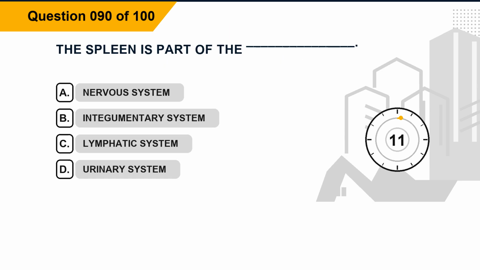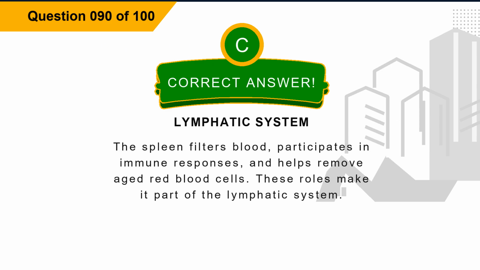Question 90. The spleen is part of the blank. Option A, nervous system. Option B, integumentary system. Option C, lymphatic system. Option D, urinary system. The correct answer is option C, lymphatic system. Explanation. The spleen filters blood, participates in immune responses, and helps remove aged red blood cells. These roles make it part of the lymphatic system.